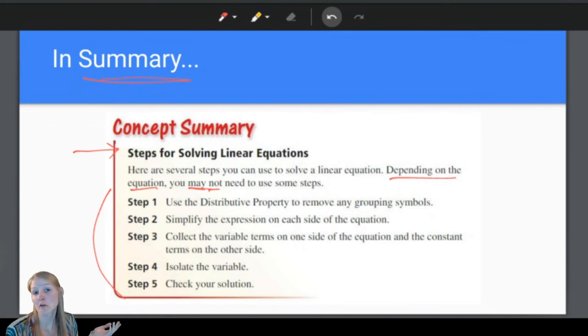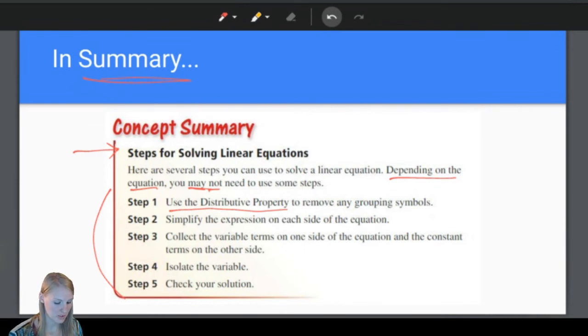You won't always have the most complicated linear equation. Sometimes you'll have a simple one. So pay attention to that while you're working on your problems. But first, use the distributive property. Like we talked about, always the distributive property comes first.